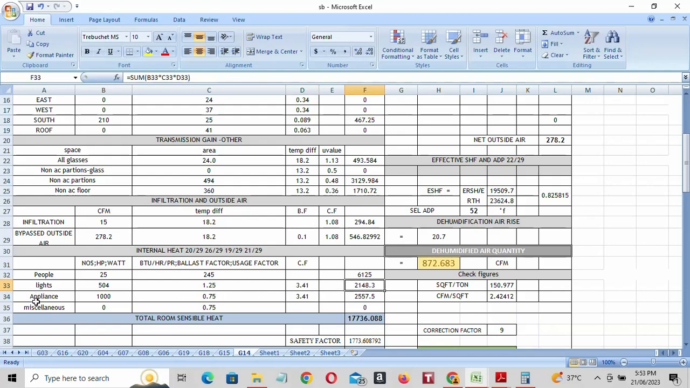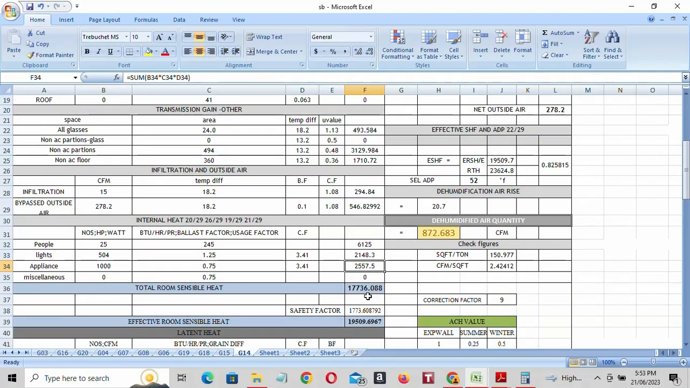Next is appliances. Actually you will get it from the electrical department. If you do not get it, you take approximately 1000 watts for a classroom. 1000 watts. And here this is usage factor 0.75. This conversion factor remains constant. If you multiply, you will get this value, okay. So total sensible heat is 17736.088, okay.